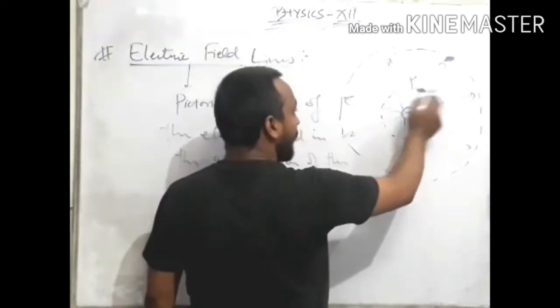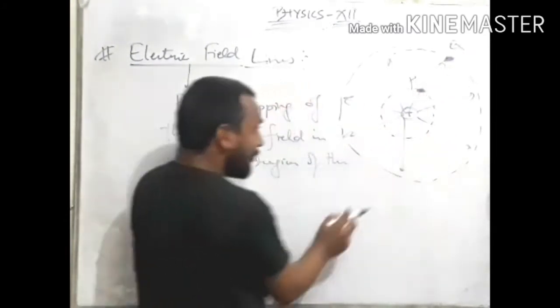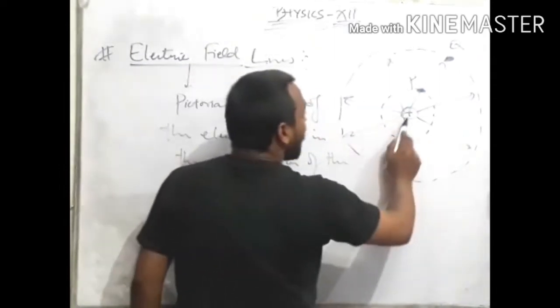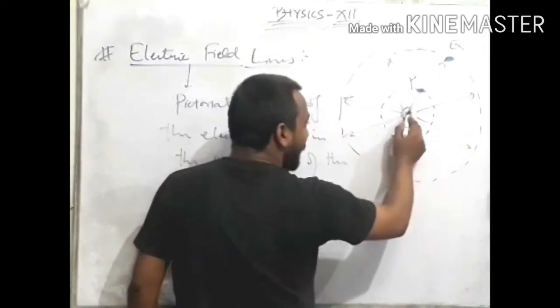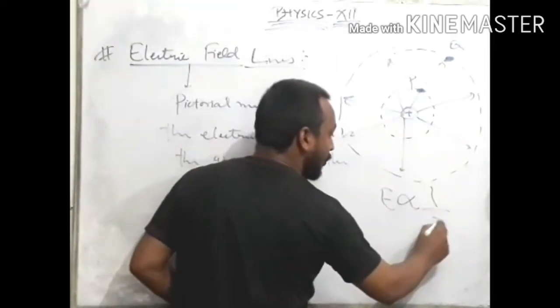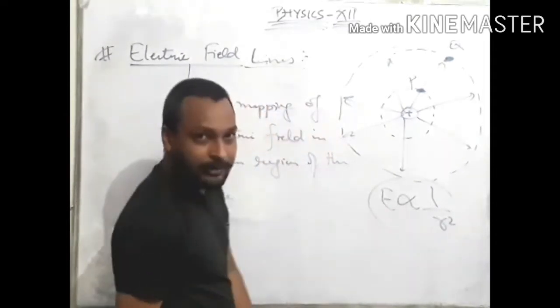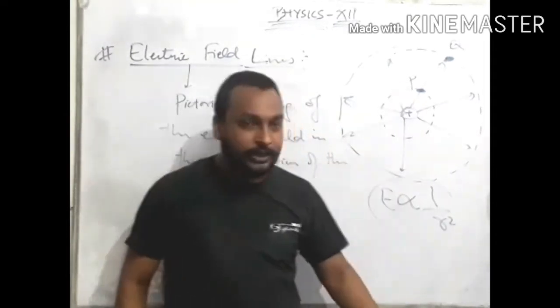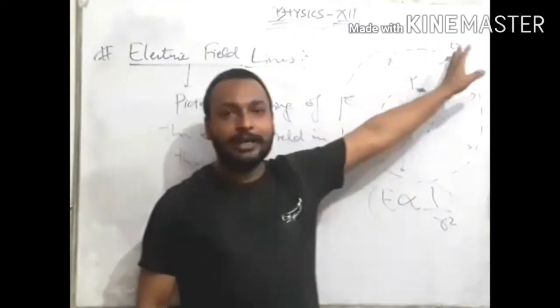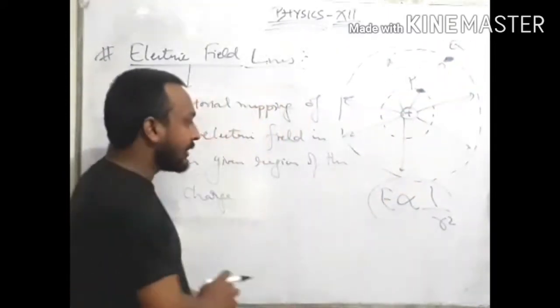Means at P it will be stronger, at Q it will be weaker. And one more thing here also applies, that you can also see that here P is at very close distance, and you know well that E is inversely proportional to R square, the square of the distance between the charge and the point. So it is very clear that at P the field will be stronger and at Q the field will be weaker.